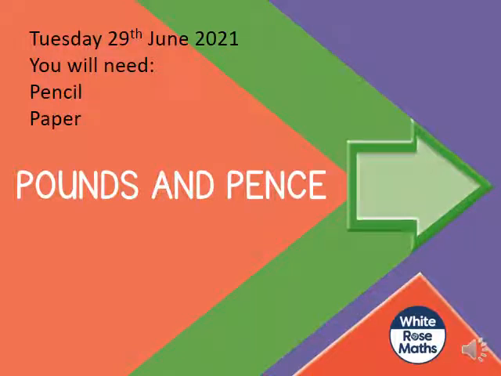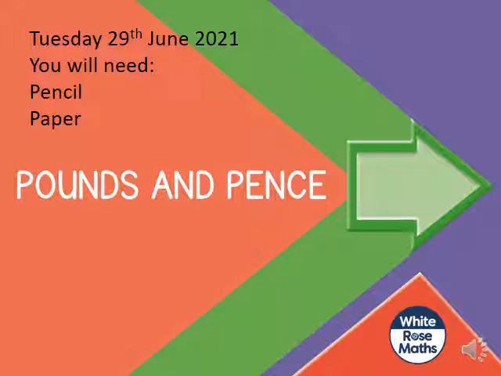Hi everybody, it's Tuesday the 29th of June and this is your maths lesson for today, and you're going to need a pencil and a piece of paper. In today's lesson we are looking at pounds and pence, which is to do with money, and it's also going to help us understand more about our decimals, our tenths and our hundredths. So make sure you have those things.